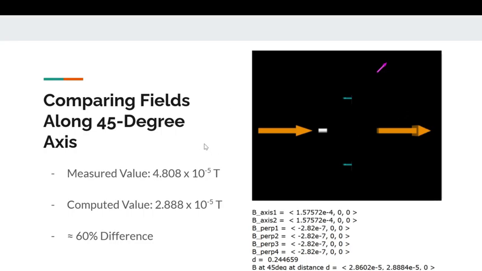Let's compare our fields along the 45-degree axis. From our measured value we got from our magnetometer and our ruler, I found a value of 4.808 times 10 to the negative 5 Tesla. However, our computed model in GlowScript found a value of 2.888 times 10 to the negative 5 Tesla. There was almost a 60% difference between the two values.